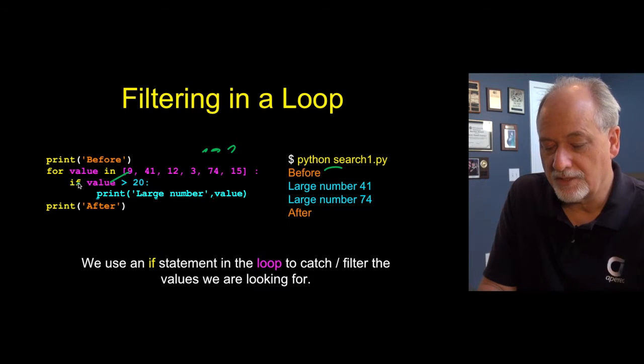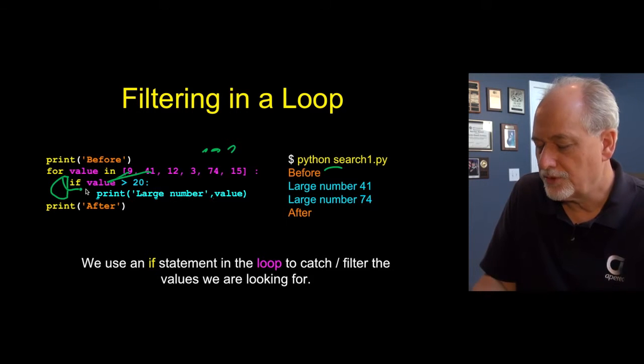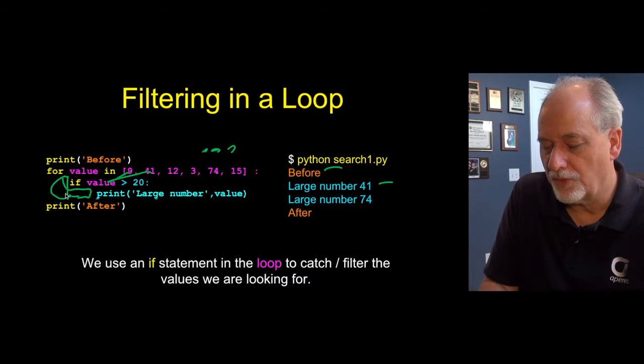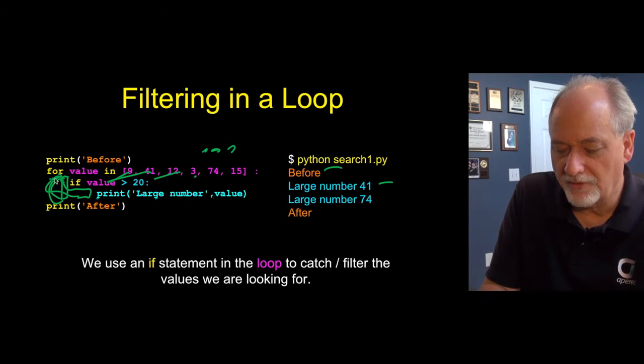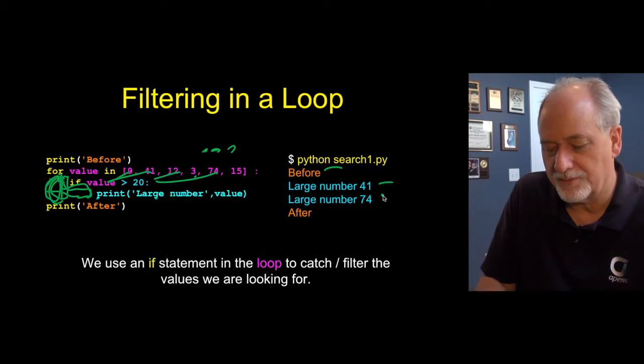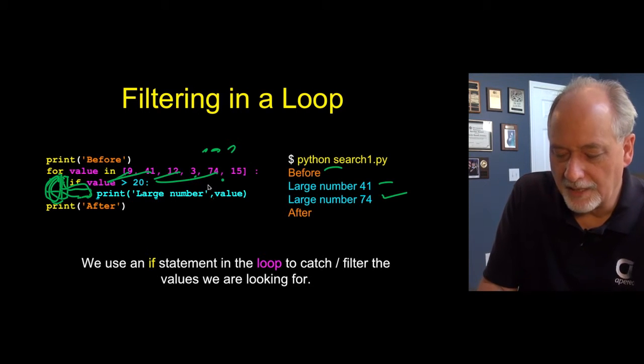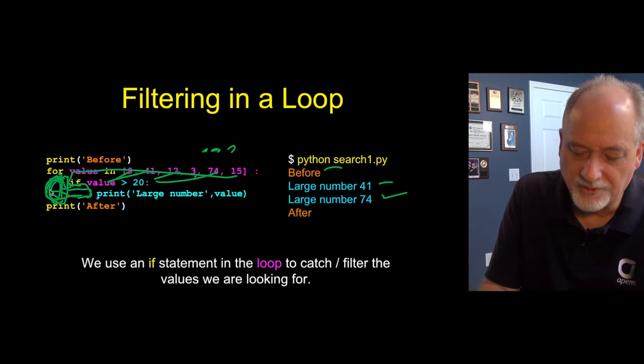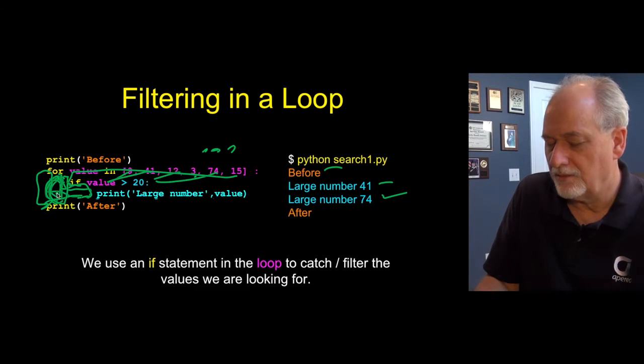So, it says before, it's going to run this. 9: well, if 9 is greater than 20, it's false, so it goes back up. 41, true, so it prints out 41, then goes back up. 12, false, goes back up. 3, false, goes back up. 74, true, so it runs this, so out comes that little print statement. Goes back up, and then 15 is the last one, and that's false. It goes back up and the for says we're done, and then we do afterwards.